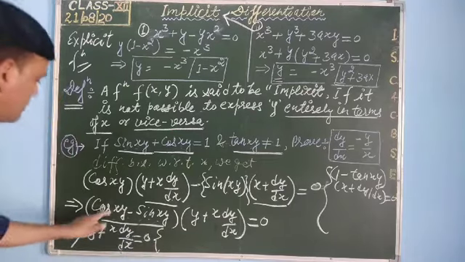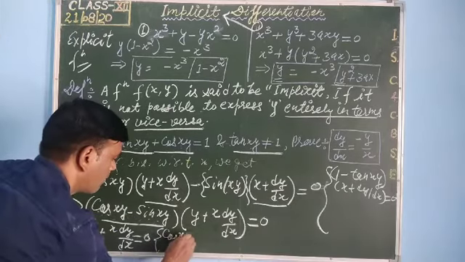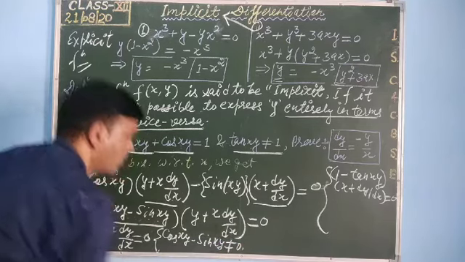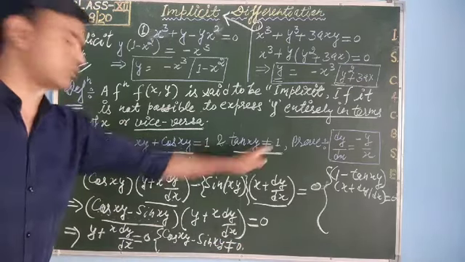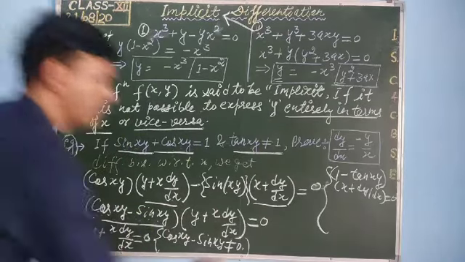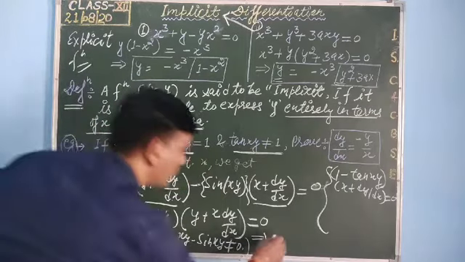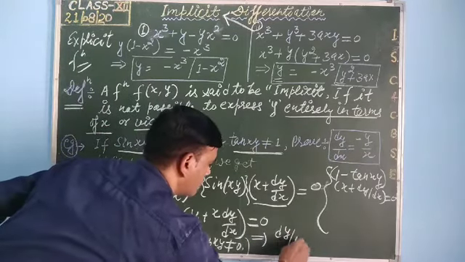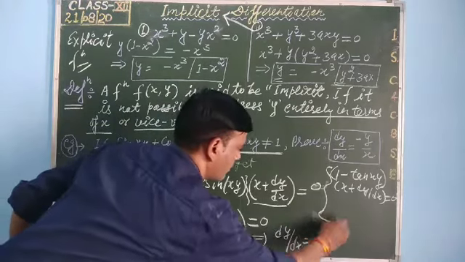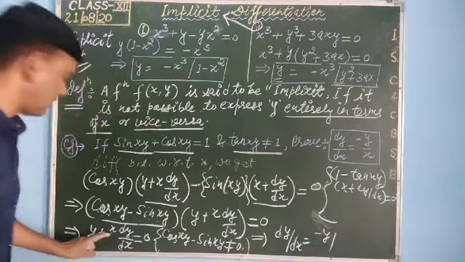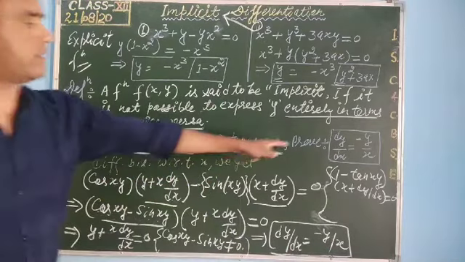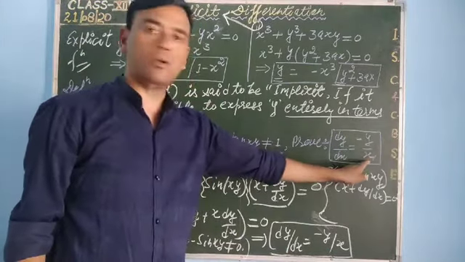The reason is that cos xy minus sin xy cannot be 0 because tan xy is not equal to 1. So at the last we will get y plus x dy upon dx is equal to 0. This implies that dy upon dx is equal to, this y goes to the right side, we get minus y, and this x goes to the denominator. So here is the required proof that we needed: dy upon dx is equal to minus y upon x.